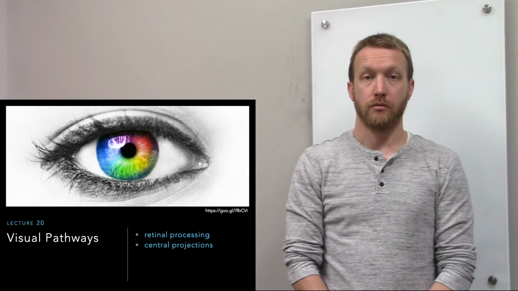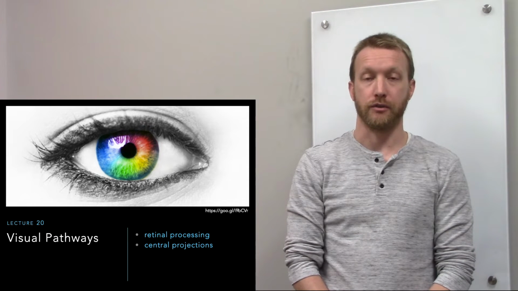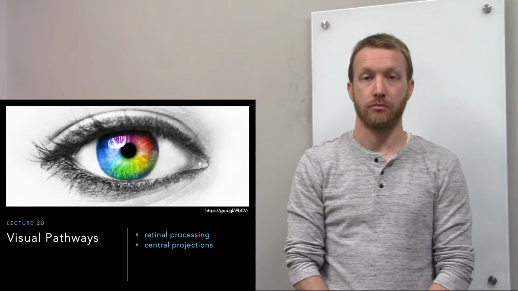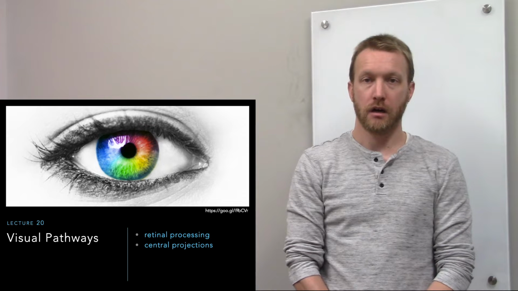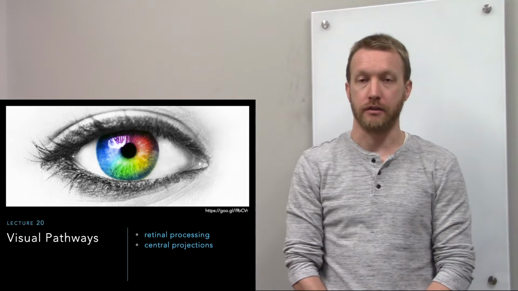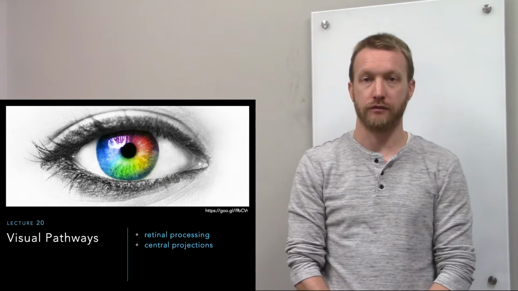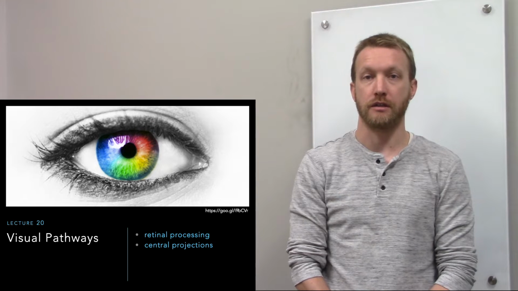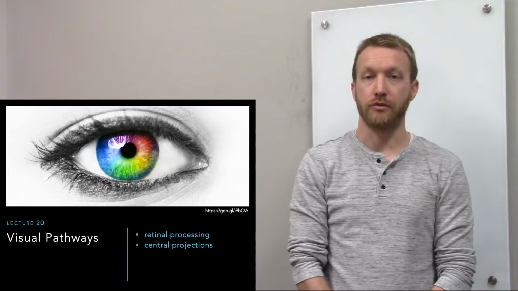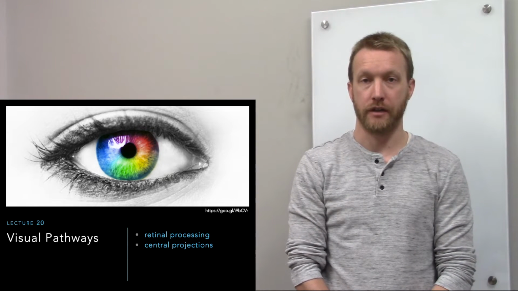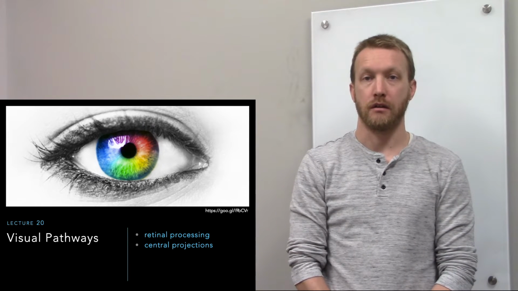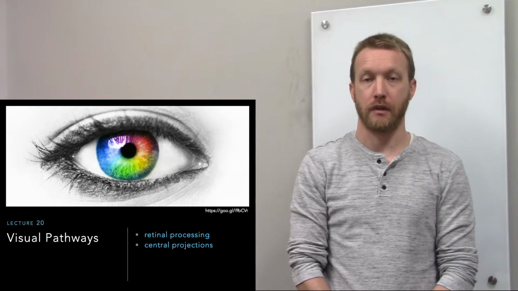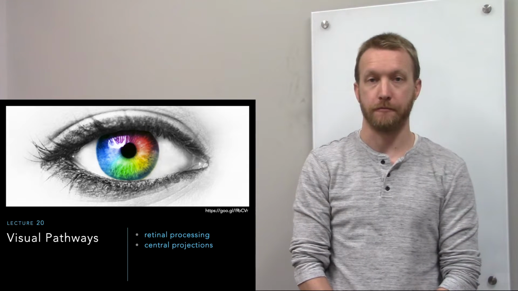In this video, we'll review the visual pathways in the retina, and then from the retina to the primary visual cortex. We'll touch just a little bit on the processing that goes on in the cortex, but the bulk of the lecture focuses on the processing that goes on in the retina. So we'll go through the different layers, the cells that are found there, and how light leads to a change in membrane potential and chemical communication within the retina.